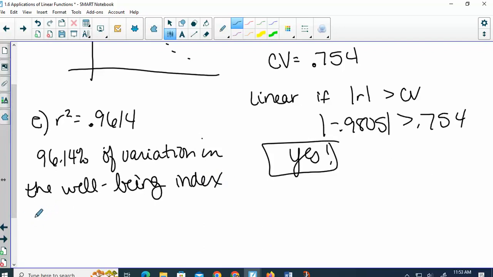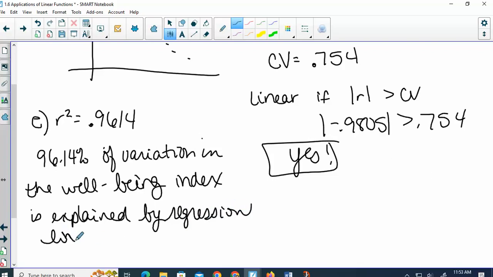96.14% variation in the well-being index is explained by the regression line. Does that make sense? Did we get these right? Are you correcting it if you had a mistake? Make sure we all understand.